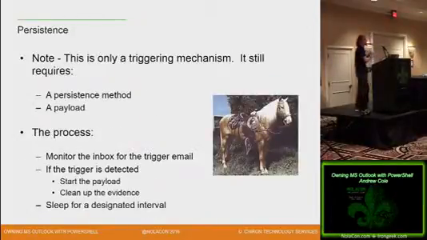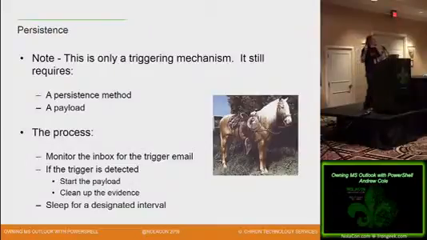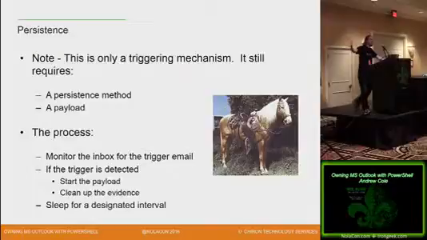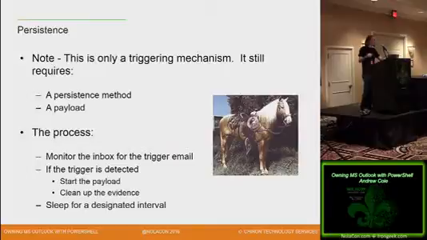Okay, this is only a triggering mechanism. It is not a true persistence method. You're going to have to use some other persistence method to start this script up. But once the script does start up, it's going to be your triggerable access. So you won't have that network traffic or port bound. You do still need a persistence method, and you're going to have your payload, of course. This general idea was written by Matt Nelson.